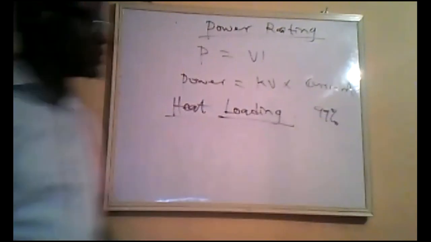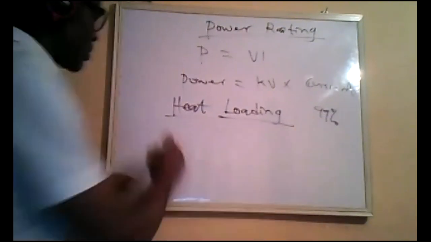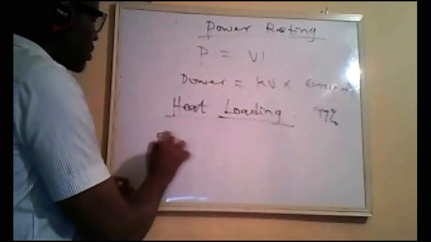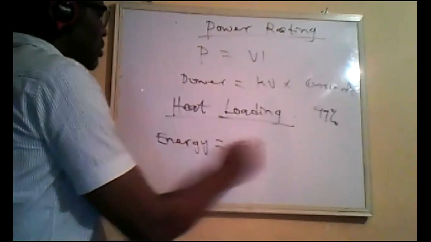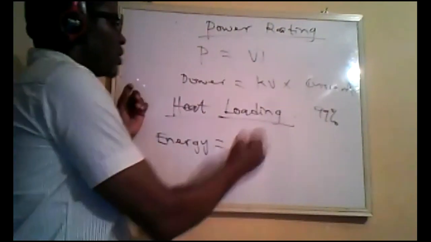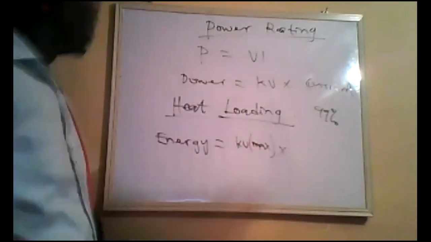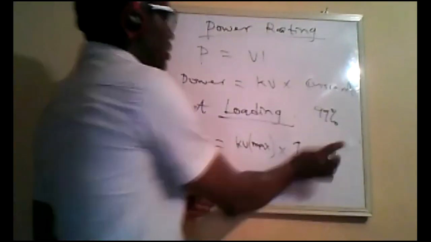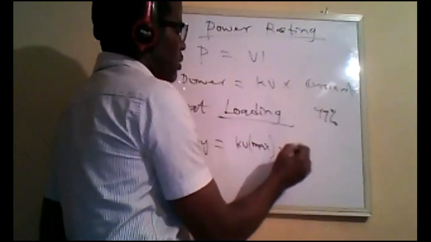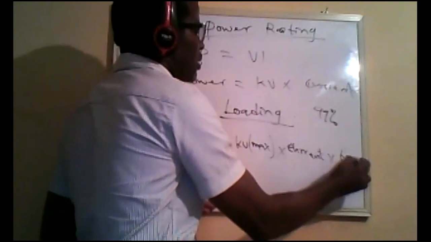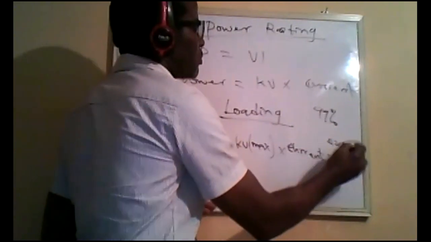And the heat energy produced is actually the maximum kilovolt, the current in amperes, multiplied by the exposure time.